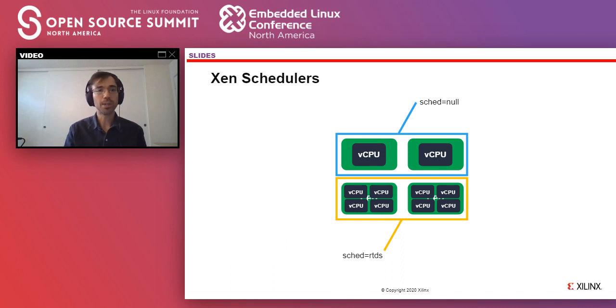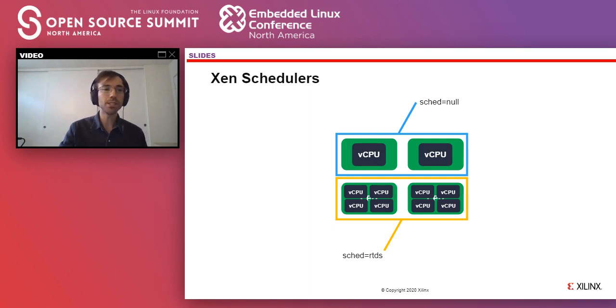I see a question about how you change a scheduler. It's very easy to do it from boot time. You just pass the option sched=null, and that allows you to change the scheduler used for all CPUs from the default, which is credit, to null. In fact, if you want to try real-time, that is the quickest and easiest way possible, just switch to null. Now, this is where things get interesting.